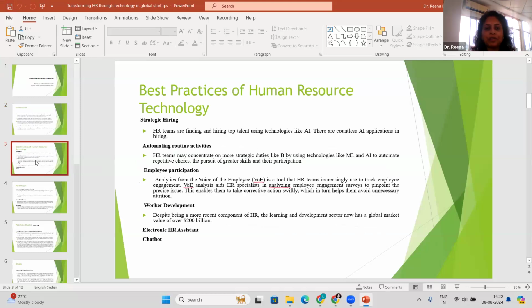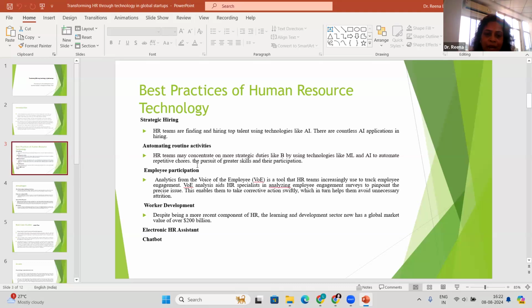Best practices of human resource technology: first is strategic hiring, where HR teams are finding and hiring top talent using technologies like AI. AI helps a lot in the hiring process. Second is automating routine activities, so HR teams may concentrate on more strategic duties by using technologies like ML and AI to automate repetitive tasks. The third is employee participation. Analytics from the voice of the employee is a tool that HR teams increasingly use to track employee engagement.